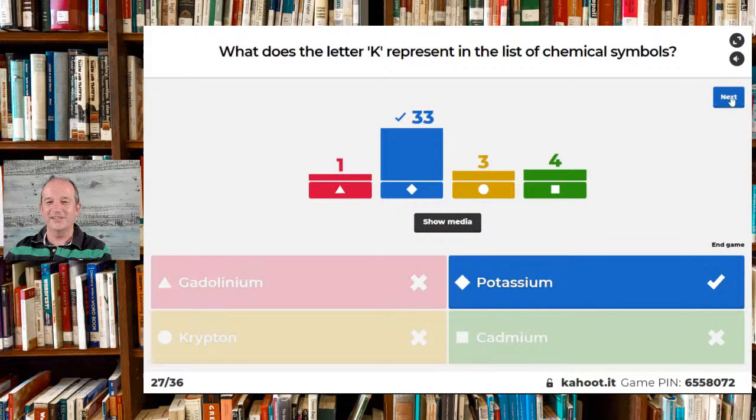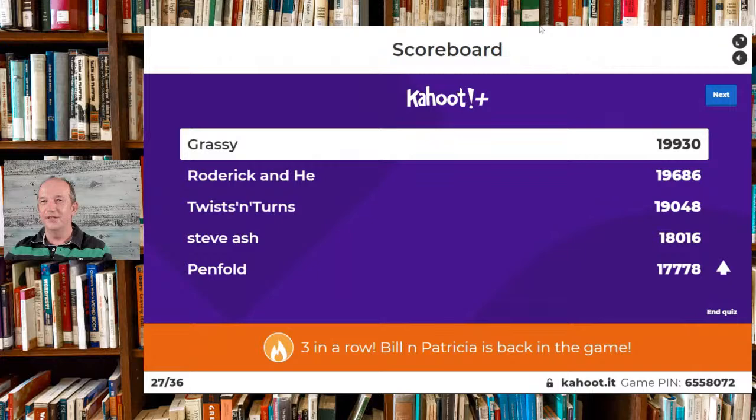Scrabble. Oh, no, hang on. We didn't see the board. There we go. Grassy, Roderick and Helen, Twister, Steve Ash, and Penfold making a first appearance in the top five. Well done. Leaving it a little bit late, but there's only 2,200 points separating first and fifth, so that's still doable. Depends how much Grassy and Roderick and Helen know. Roderick and Helen are really not far behind, only 300 points. Everything to play for.